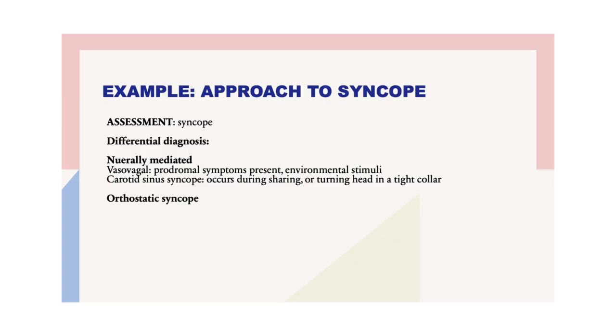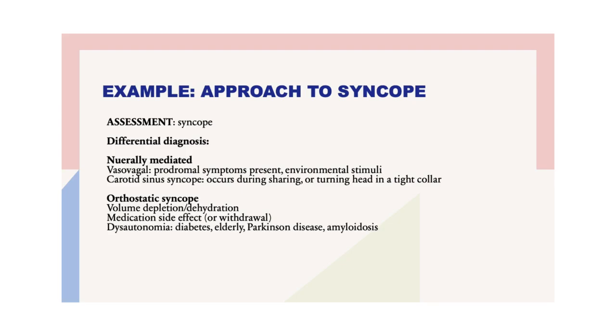And second bucket would be orthostatic syncope. So is this because they were super dehydrated? There's volume depletion, from vomiting, diarrhea, a sickness. Could it be a medication side effect or potential withdrawal from a medication or substance? Or dysautonomia. So do they have diabetes? Are they elderly? Is there Parkinson's disease and other conditions that predispose them to orthostatic syncope?